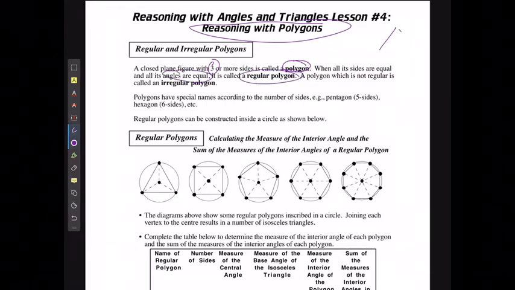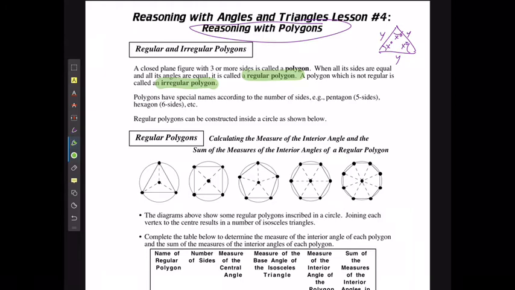So like an equilateral triangle, where all these angles were the same and all these sides were the same, we'd call that a regular polygon. If all of its angles and all of its sides are not equal, we call that an irregular polygon. Polygons have special names according to the number of sides. So if it's 5-sided, it's a pentagon, 6-sided is a hexagon, and we know most of these.